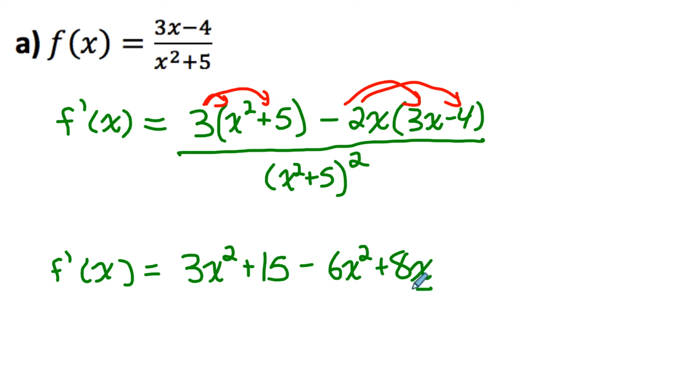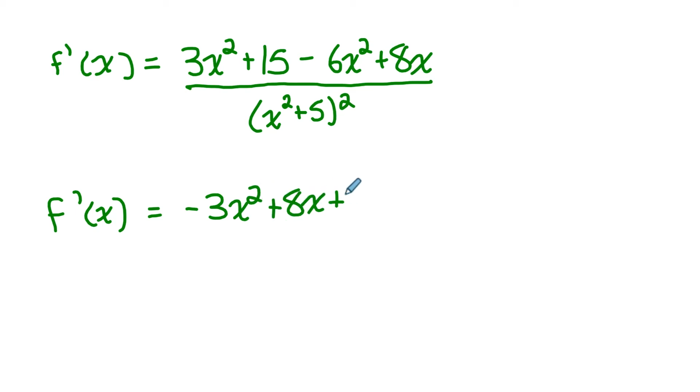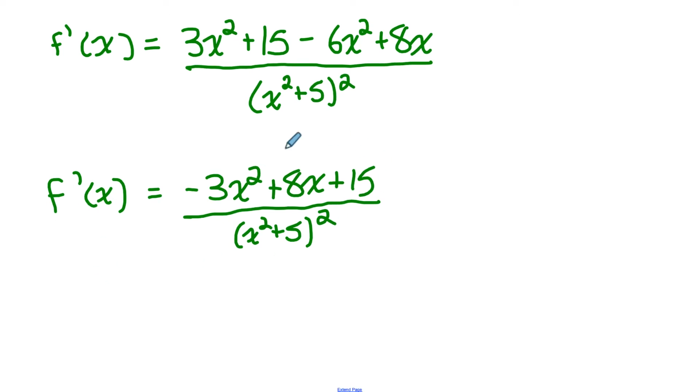And that's all over. Now I'm not going to expand the denominator. The denominator is already in fully factored form, so I'm going to leave the denominator the way it is. And then in the numerator, check for any like terms. I have one pair of like terms, the 3x squared and the negative 6x squared. I can collect those together and get negative 3x squared. So I have negative 3x squared plus 8x plus 15 all over that function in the denominator, x squared plus 5 squared. And now this is actually my final answer.